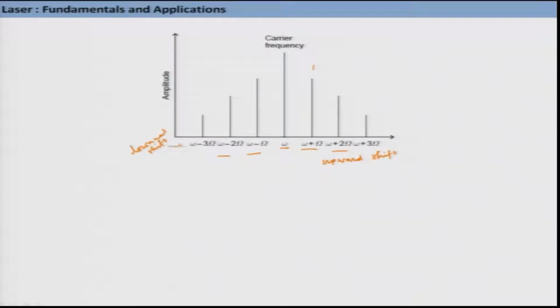These are called sidebands because they were not there earlier. This is my main band, also known as the carrier frequency, and these sidebands are created.